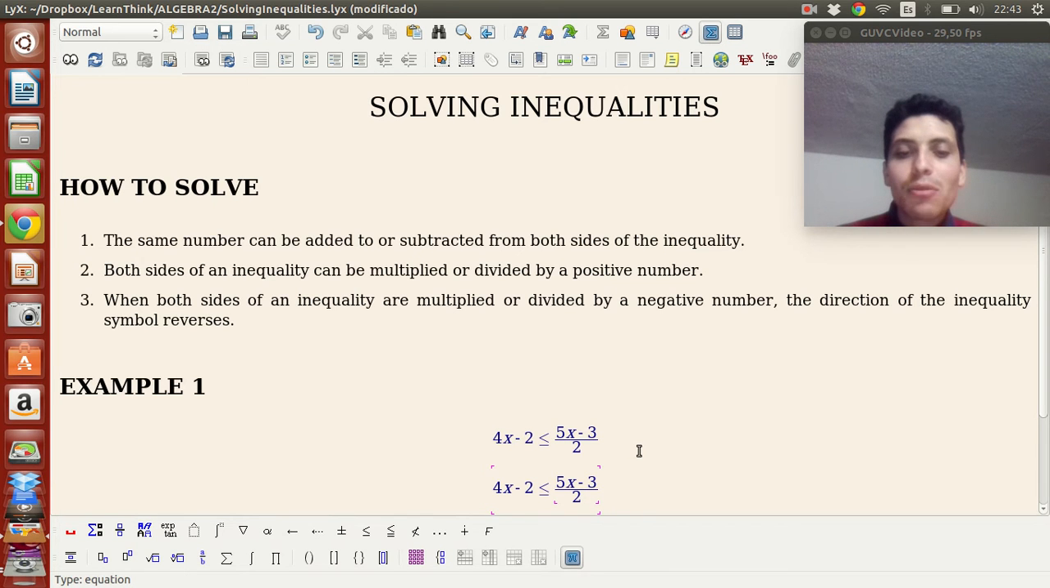So I'm going to multiply by 2. Each side of the inequality is going to be multiplied by 2. I multiply by 2 to get rid of the fraction.